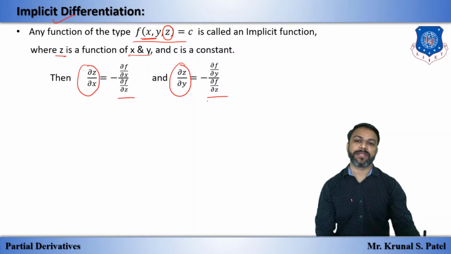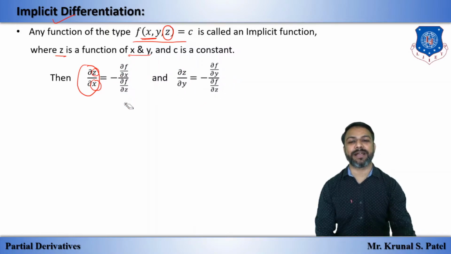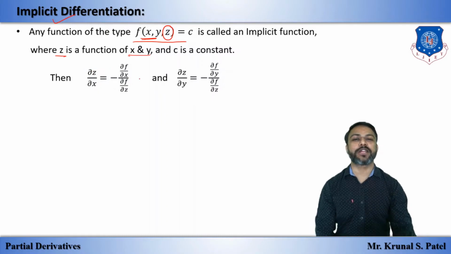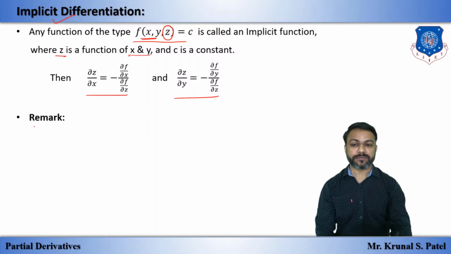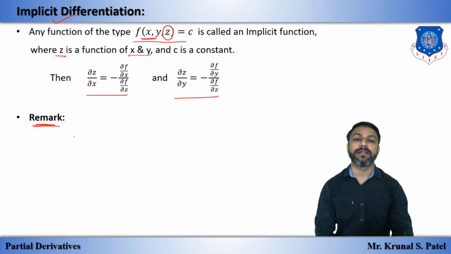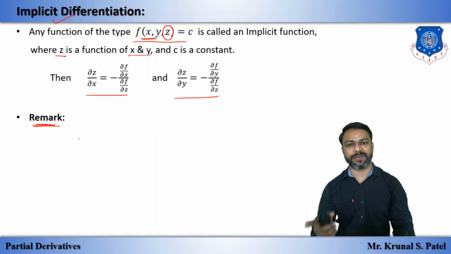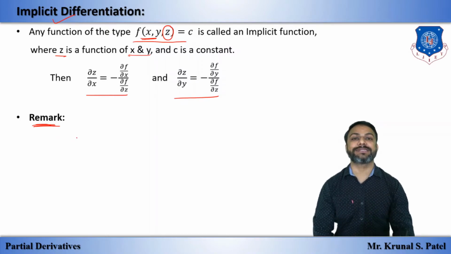this formula. That means, as I told, here z is in the numerator, so with respect to z in the denominator, and x is in the denominator, so with respect to x in the numerator. Same as here. To help you remember, I have just given this clue, otherwise you have to remember these two formulas. Okay, and one remark, which is related to the previous lecture, that means for x and y.